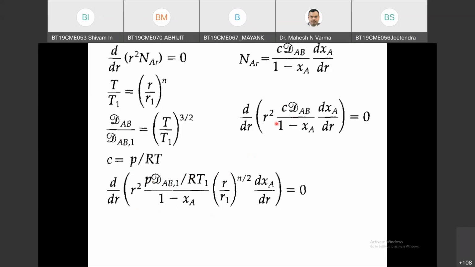So try to get this equation by combining all these three equations. Temperature is function of R, diffusivity is function of temperature, concentration is a function of temperature. Substitute concentration in terms of temperature and this temperature with respect to reference temperature. So substitute it here. Similarly, this diffusivity is a function of temperature and temperature is a function of R. Substitute it here, so you will be getting this equation actually.